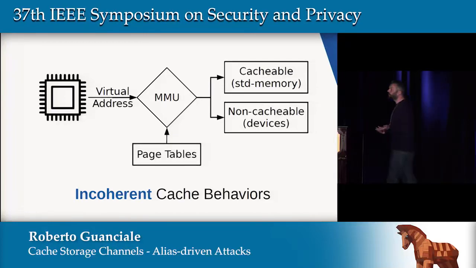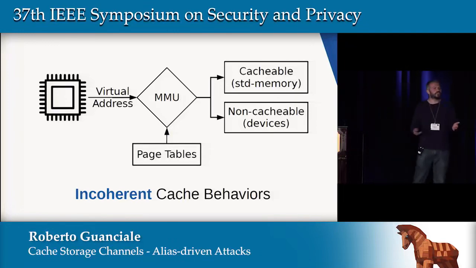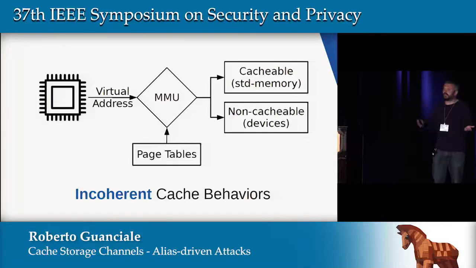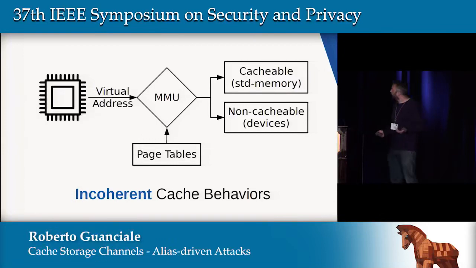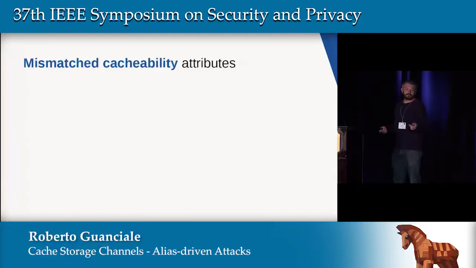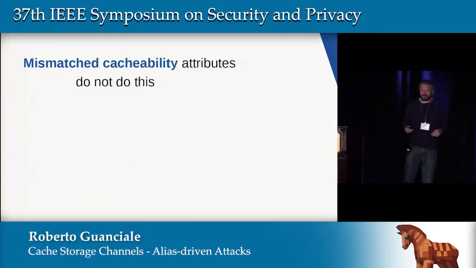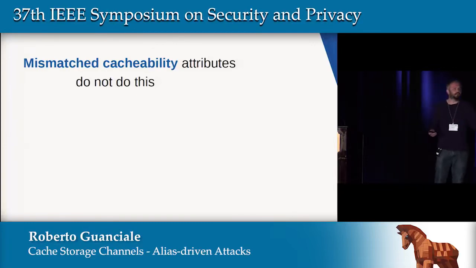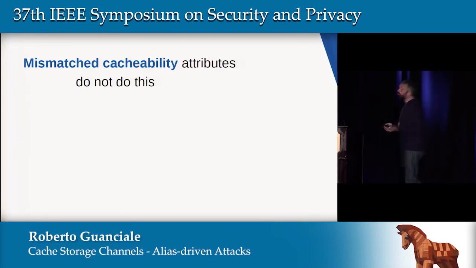And this can clearly lead to inconsistency of the configuration. We can have two different virtual aliases to the same physical address, one that is cacheable and the other one not. This is called mismatched cacheability attributes. If you read the specification of modern CPUs, ARM, Intel, Power, the reference manual usually says, don't do this. I would say more, it says, please don't do this.